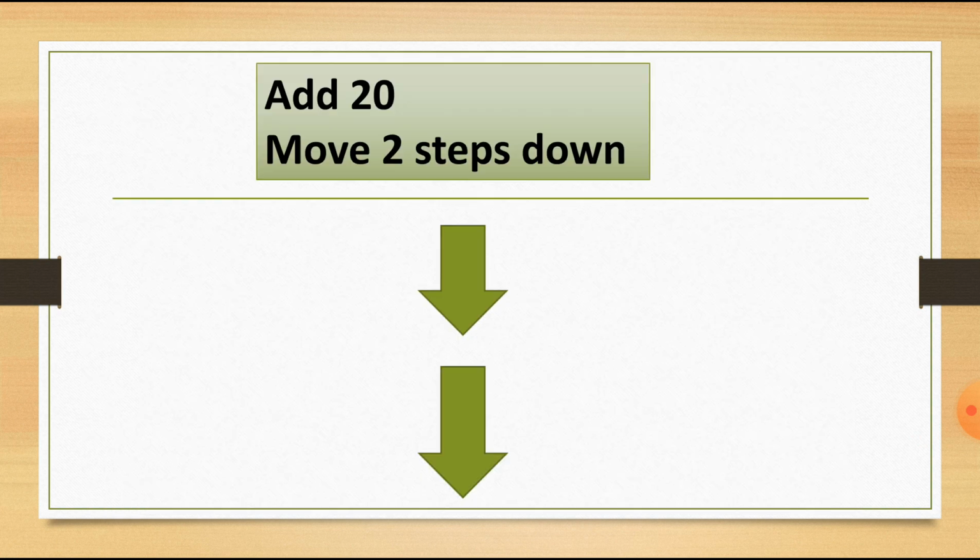Here is the hundreds grid, and I told you in the previous lecture that if you want to add 20 to a number, you have to go down 2 steps. You have to move 2 steps down, then you will add 20 through this hundreds grid.